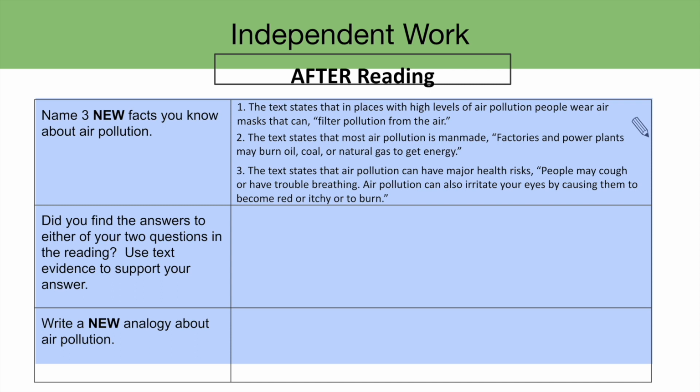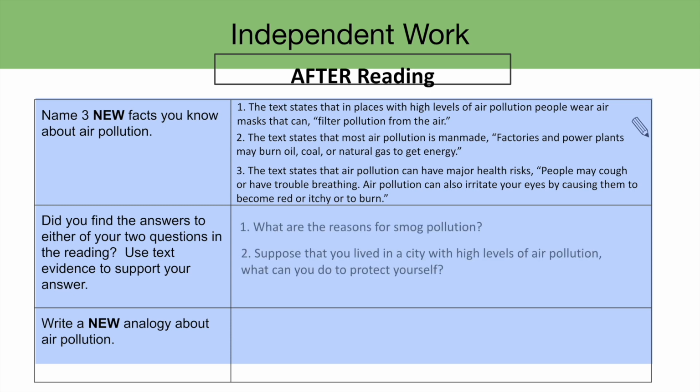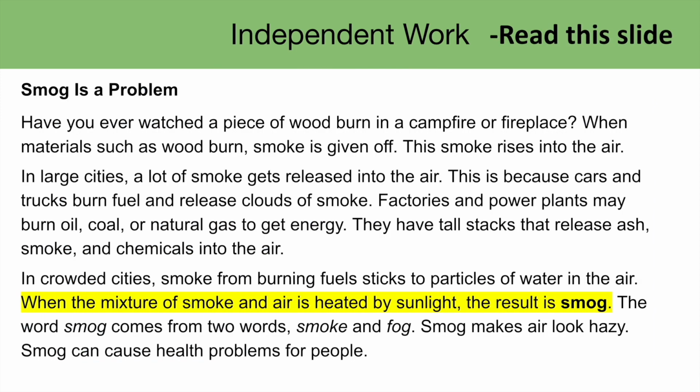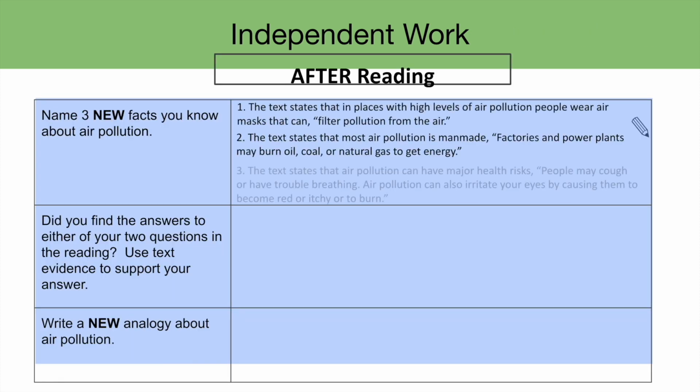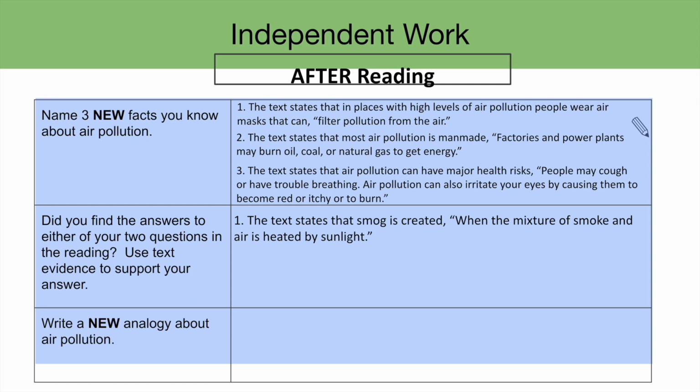Now, next section. Did you find the answers to either of your 2 questions in reading? Use text evidence to support your answer. Well, these were my 2 questions. What are the reasons for smog pollution? Suppose that you live in a city with high levels of air pollution. What can you do to protect yourself? I found text evidence. When the mixture of smoke and air is heated by sunlight, the result is smog. This sentence tells me how smog is created and where it comes from. So, I'm going to write that in my answer. The text states that smog is created, quote, when the mixture of smoke and air is heated by sunlight.